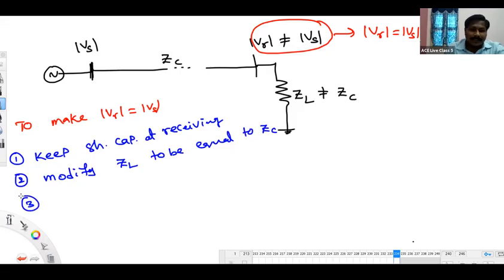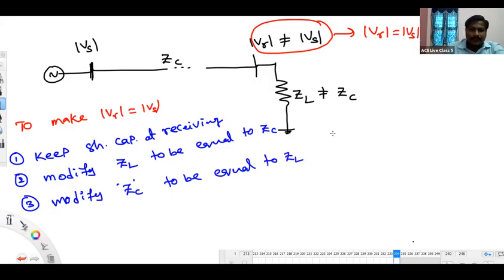What's the third option? Anybody? The third option is to modify the value of ZC to be equal to ZL. ZC you have to modify such that the ZC value is matched with ZL.